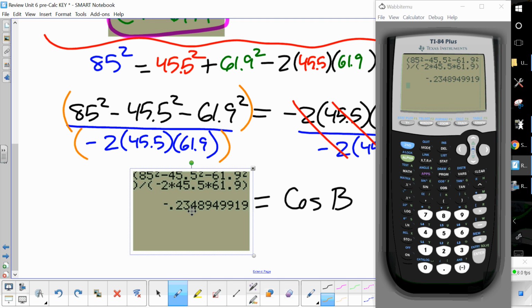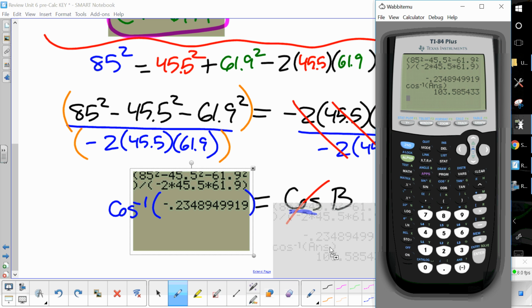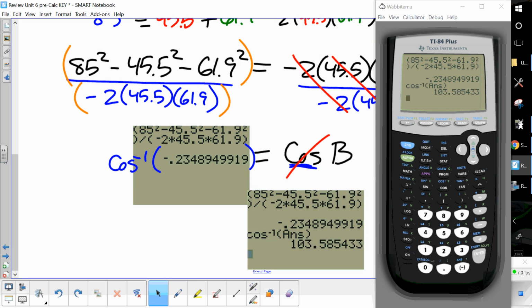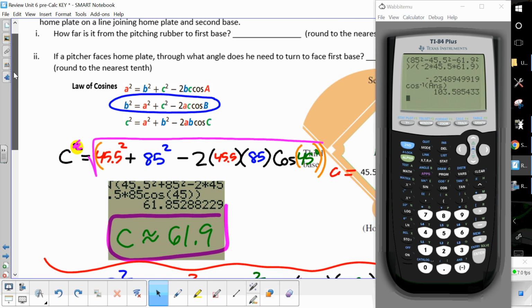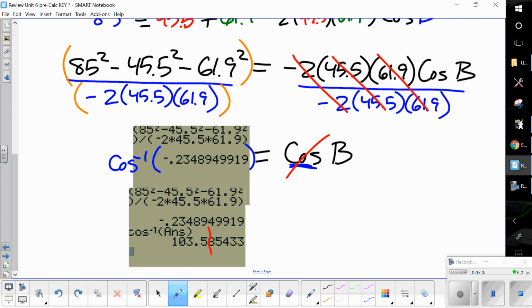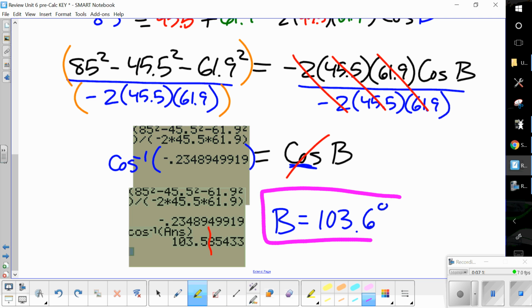Okay, so what I need to do is get rid of this cosine here. And you'll remember the opposite of cosine is cosine inverse. So cosine inverse of this number, and this goes away. So now I do second cosine of my last answer, and I get 103.6. And I believe they want us to round to the nearest tenth, but I'll double check again. Looking at the top, it says round to the nearest tenth. And my final answer here would be big B equals 103.6 degrees. So here are my answers, part B of the problem.